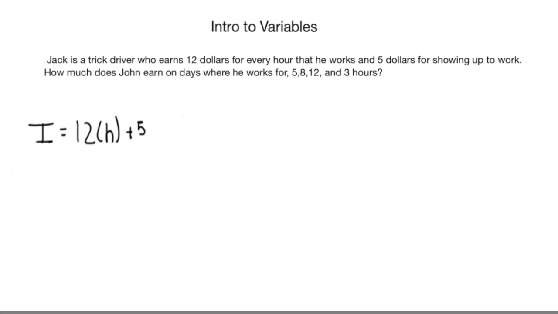So we don't know what I is for number 1. Let's solve for 5. I equals 12 times H in this equation. H would be equal to 5 because that's how many hours he would have worked, plus $5 for just showing up to work. This means that the variable I is equal to 60, which is 12 times 5, plus 5, or I equals 65.